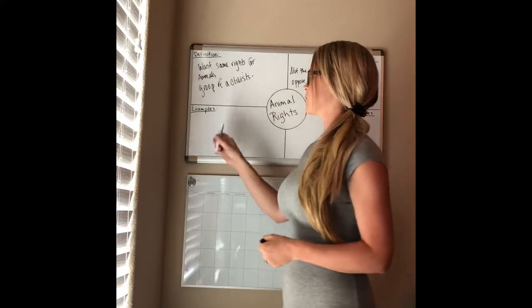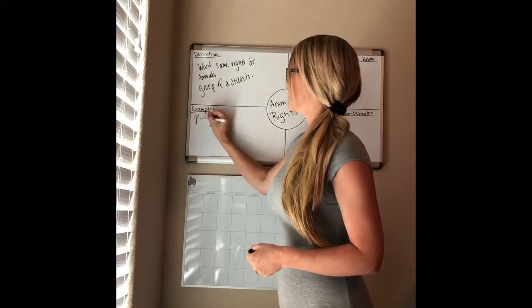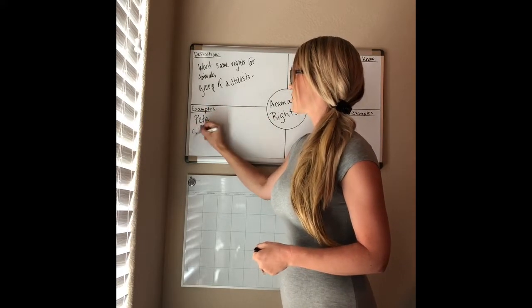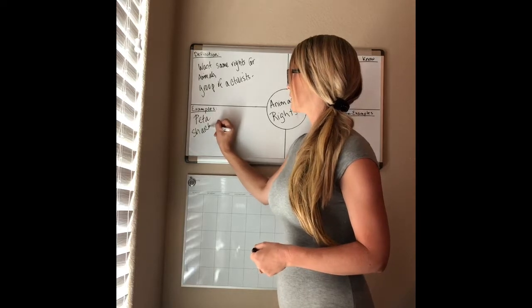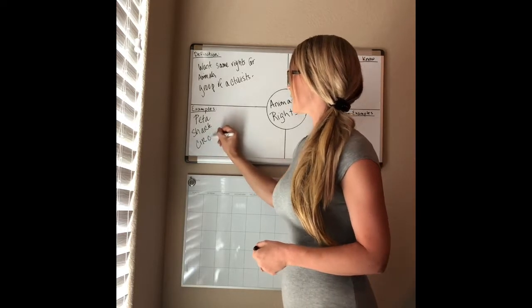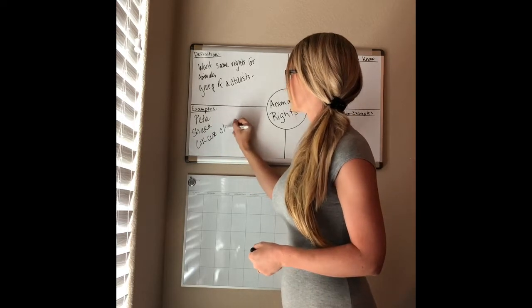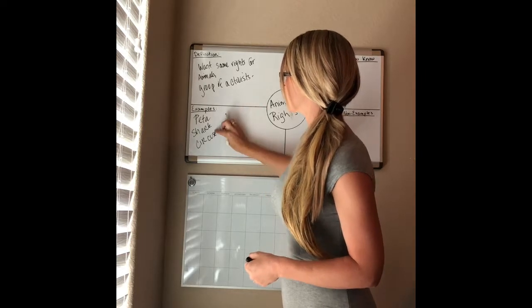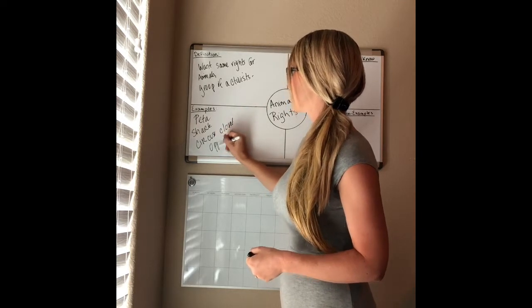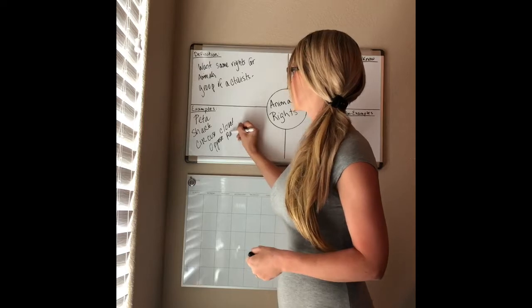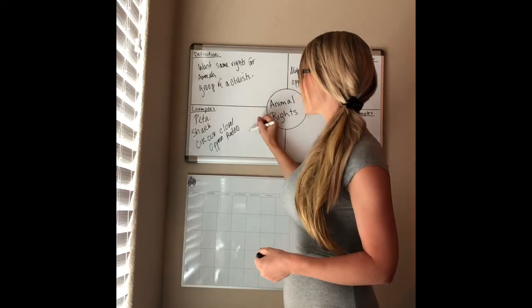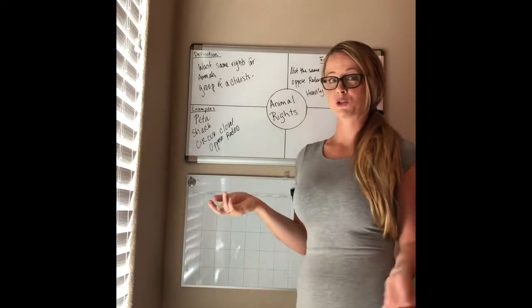Solid job. And she says that animal rights groups would be PETA and SHARK, and they want circuses to shut down, and they oppose rodeo. So in general, they're really bad for the ag industry.